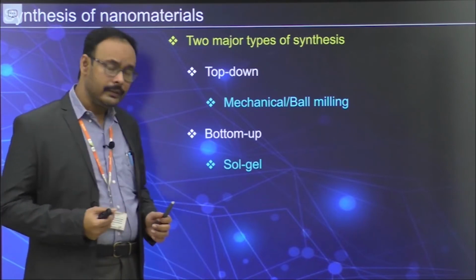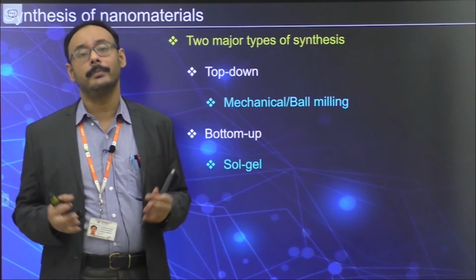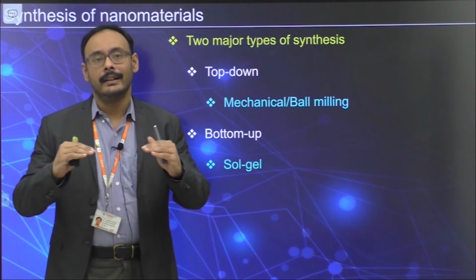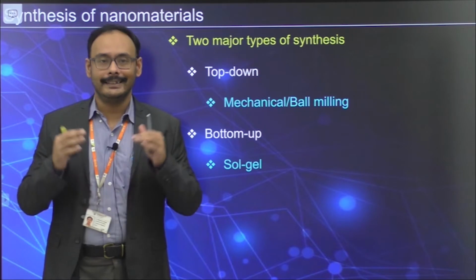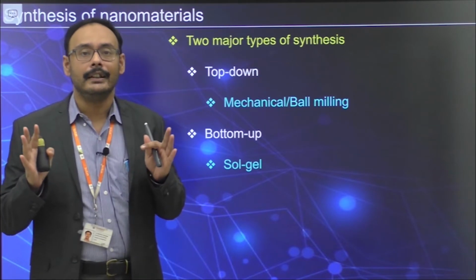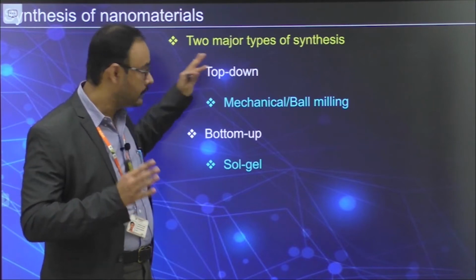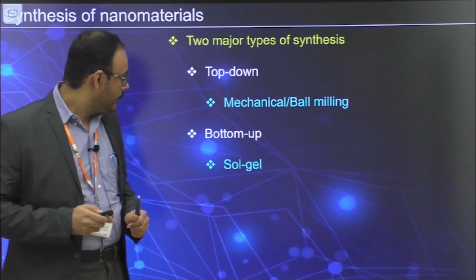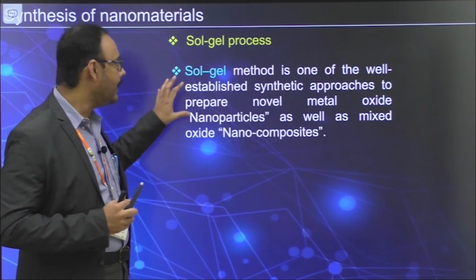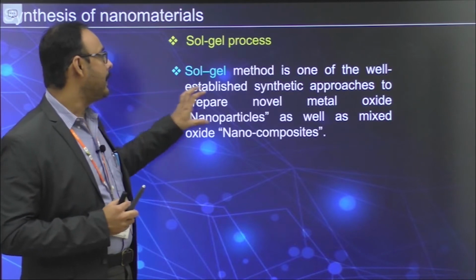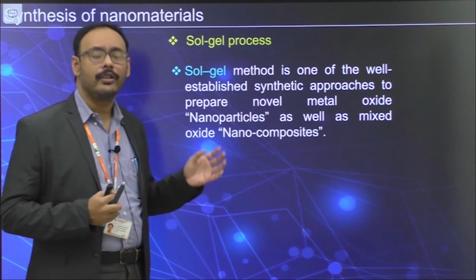Okay. So as far as the topic is concerned, you already know this is a bottom up approach. That means you are building from the precursor level to the nanomaterial level, right? This is the first thing that you need to understand. This is the main difference from the top down approach. So how can it be defined? It is defined as one of the well established synthetic approaches to prepare novel metal oxide nanoparticles as well as mixed oxide nanocomposites.